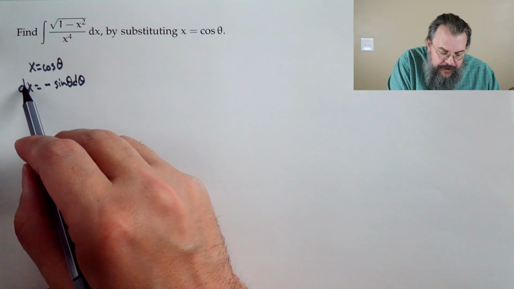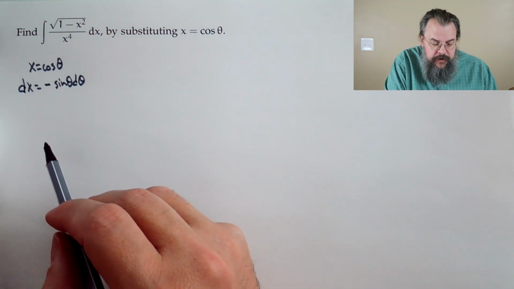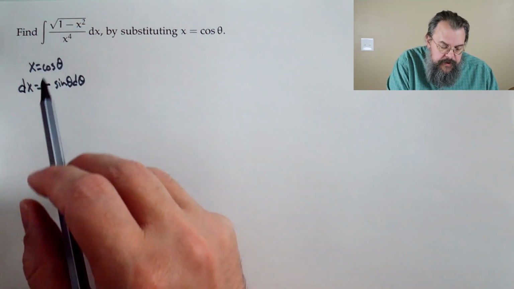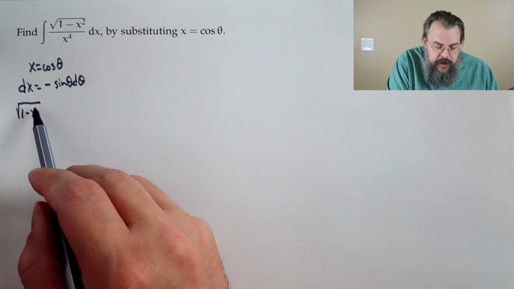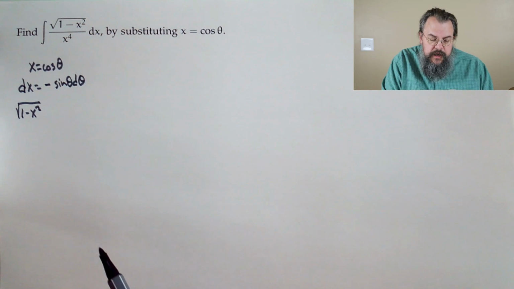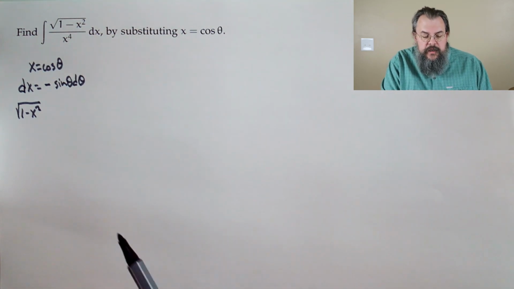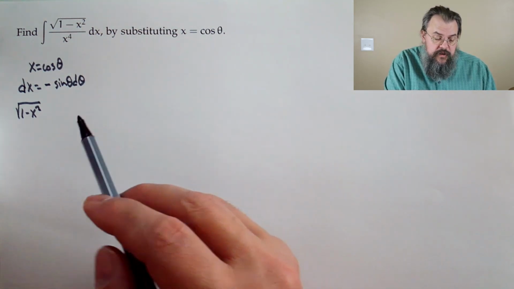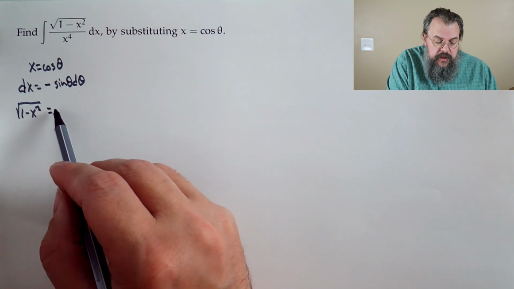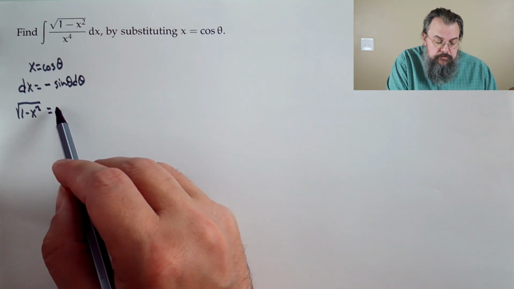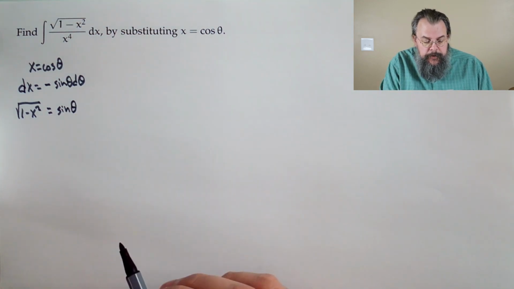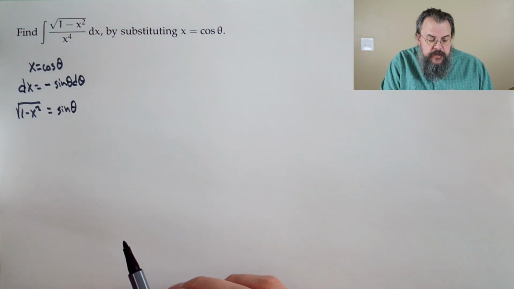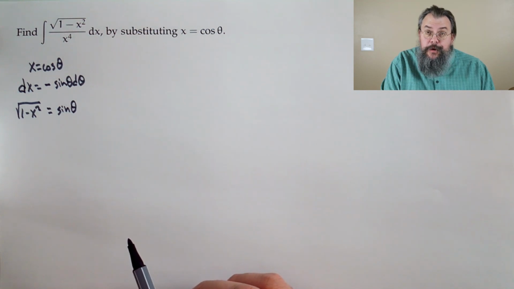All right, good. Well, what else do we have? Well, we should talk about the square root. And the square root of 1 minus x squared becomes what? Well, it'll become square root of 1 minus cosine squared, square root of sine squared, which makes it a sine theta. All right, great. Good. So, let's see what we get.